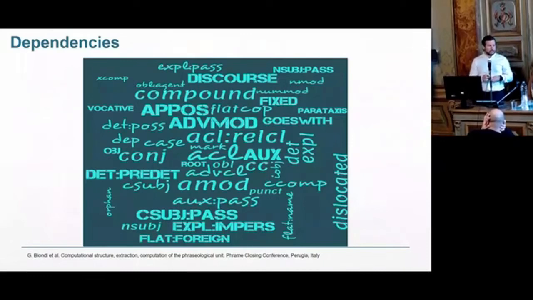Here we see 45 different dependencies, which can be found in the corpus. And after, again, long and fruitful discussions, we cut down some of them. They were used as modifiers to give a wider context to the phraseological units, but we will see it later more in detail.